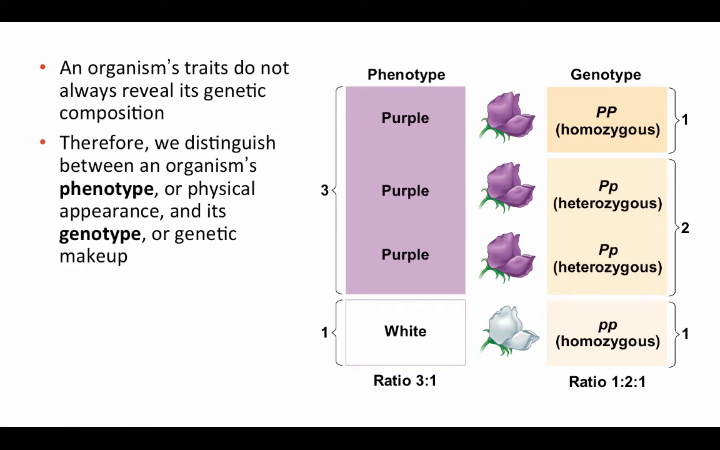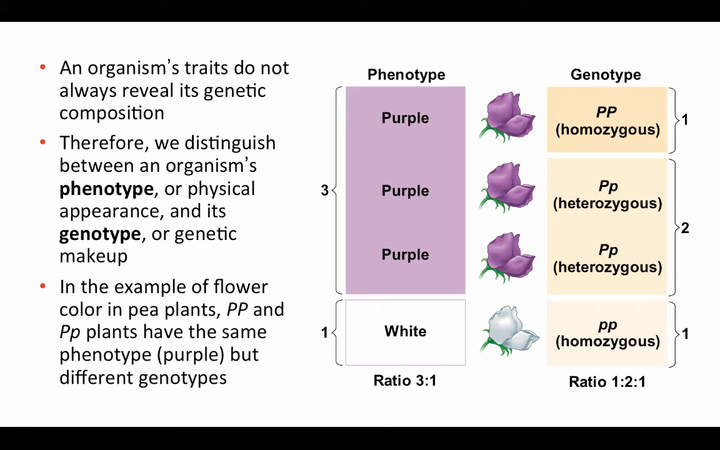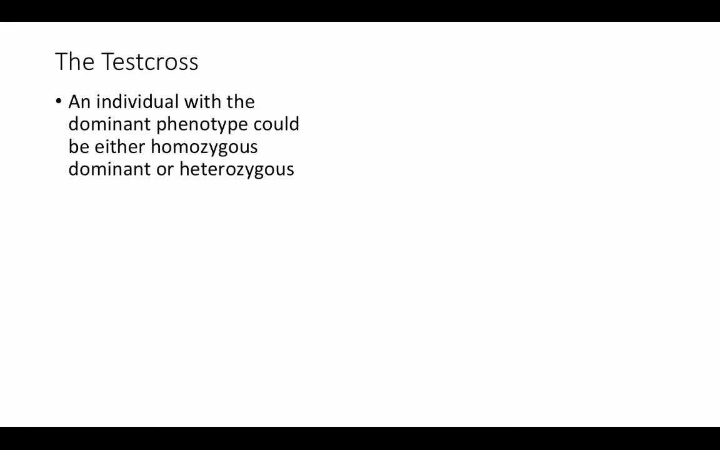So therefore, we distinguish between an organism's phenotype, or its physical appearance, and its genotype, or its genetic makeup, the combination of alleles that it has. So again, in the example of flower color in pea plants, big P, big P and big P, little p plants have the same phenotype, but different genotypes. So if you have an individual with a dominant phenotype, how can you find out what its genotype is? It could be either homozygous dominant or heterozygous. How can you find out?